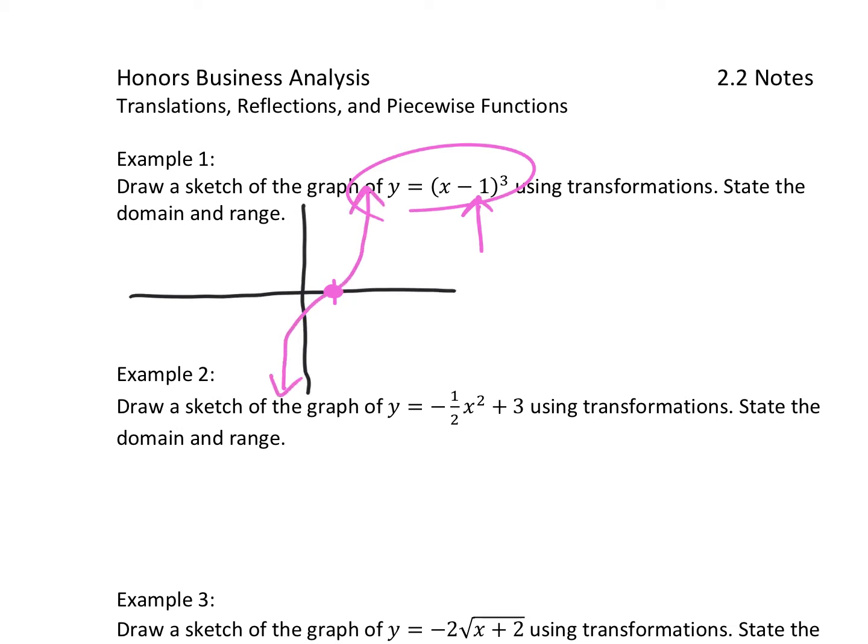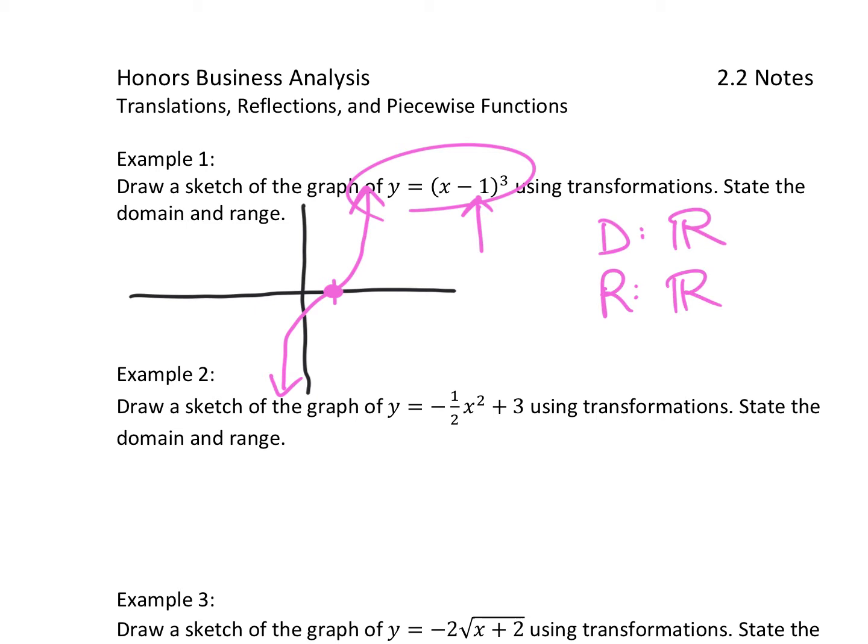So if I know the basic parent function and the basic transformations, I can give myself a sketch that I can look at to say, what's the domain? How far does this go to the left and to the right? Still all real numbers. Range is still all real numbers. Yay. Easy enough.